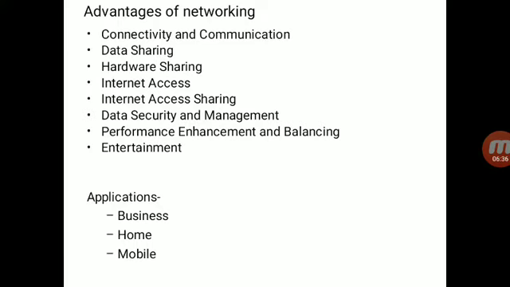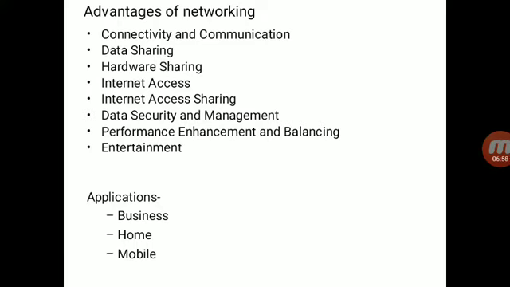Internet access sharing, we have already discussed. Then data security and management, so that allows you to secure your data as well as manage your data through various networks. Then the performance enhancement and balancing can be achieved with the help of networking. And the last one is the entertainment.